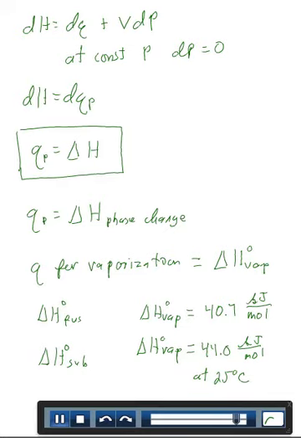So we can see two separate values in the table depending on which temperature we are going to consider the vaporization of water. So be sure you get the right value from the table depending on the temperature at which you're performing the vaporization.